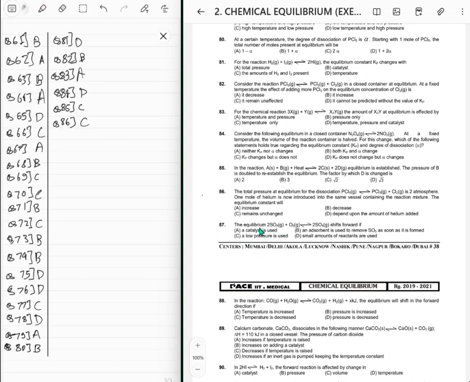So okay, cool. This equilibrium shifts forward if a catalyst is used. No. Low pressure is used. No. If low pressure is used, it will shift backwards because this has more moles. Adsorbent is used to remove SO3 as soon as it's formed. Yes, that's very correct. Small amounts of reactants are used. No, no. Okay, so B, 87B.